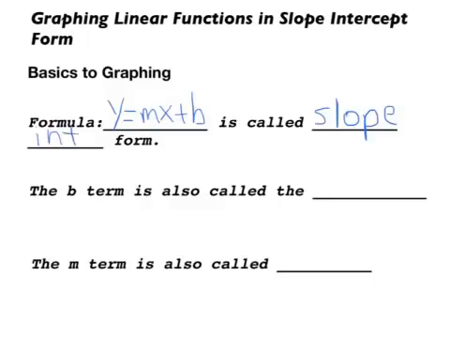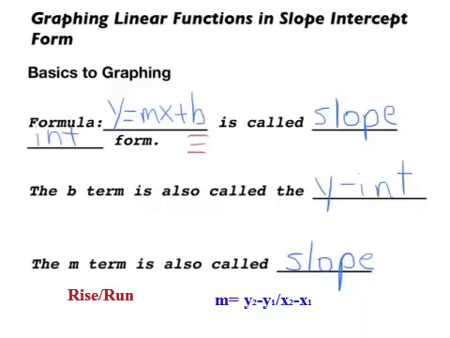INT. The b term, which is your term right here, is called the y-intercept. The m term is also called slope. And remember, slope is in terms of rise over run, or the change in y over the change in x's.